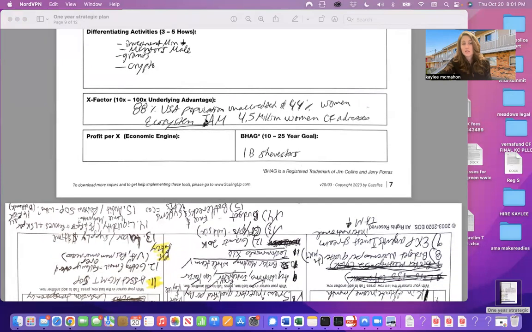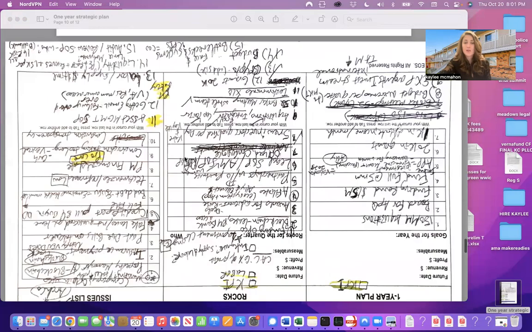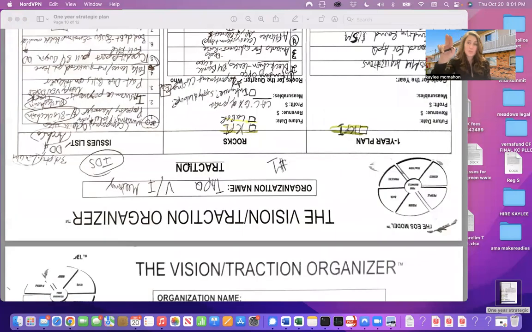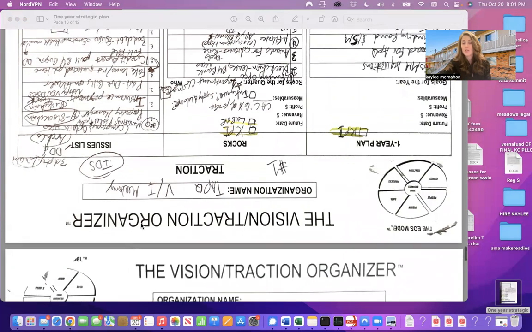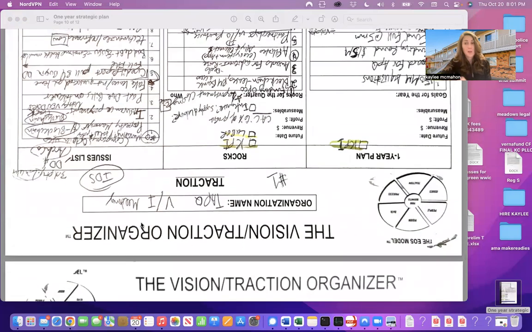What are our 10x factors? And again, our profit per employee is our favorite one. I know this is upside down, but these are 2 things mashed together. So this is the VTO, the vision traction organizer. Sorry, this is upside down. If you want to copy this, I'm happy to share. But essentially you have a 1-year plan. You have your rocks, quarterly rocks that you pick up, and you have your issues list. So IDS that we discussed.